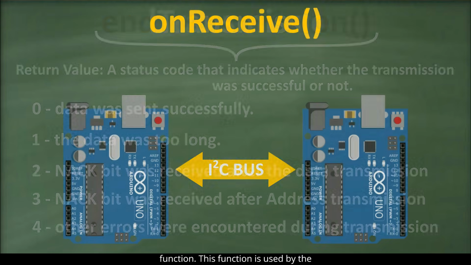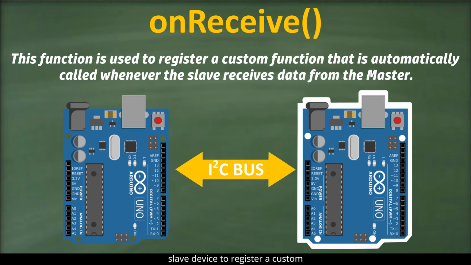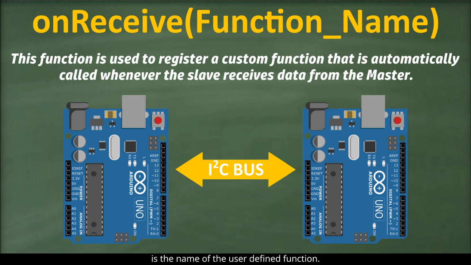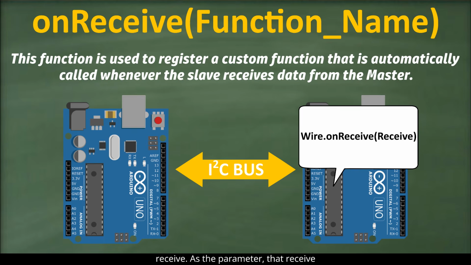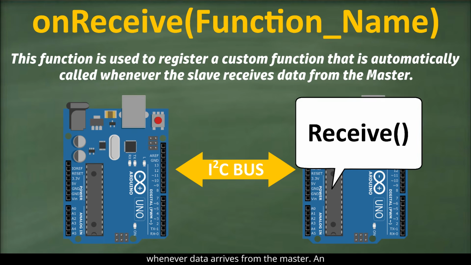Next, we have the onReceive function. This function is used by the slave device to register a custom function that is automatically called whenever the slave receives data from the master. It takes a single parameter, which is the name of the user-defined function. For example, if we pass a function named receive as the parameter, that receive function will be executed automatically whenever data arrives from the master.